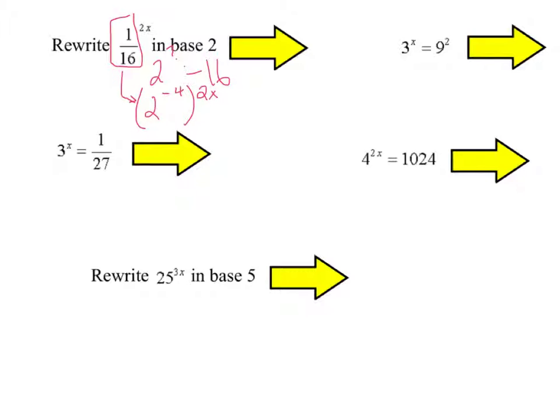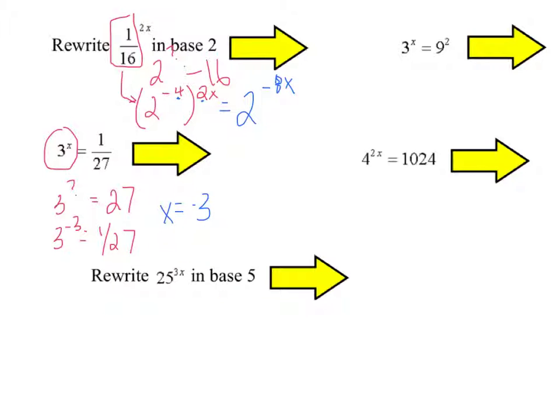Well, to combine power to a power, we multiply. This becomes 2 to the negative 8x. Next, kind of along those same lines right here, we think, well, 3 to what power is 27? 3 squared is 9. 3 to the third is 27. So to get that fraction, we just need to make it a negative 3. 1 over 27. So in this case, x is equal to negative 3.